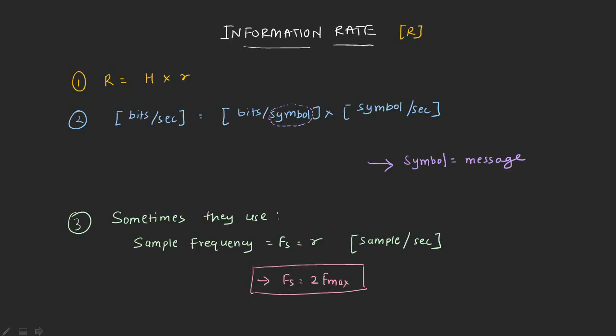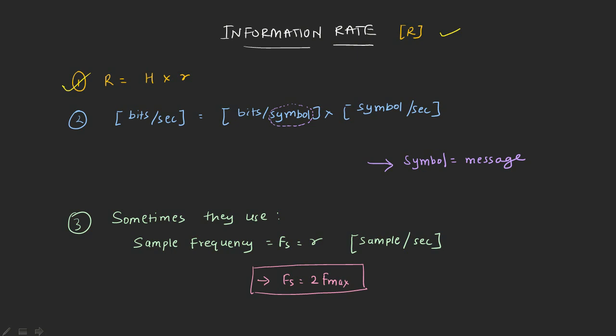So now let us talk about information rate. This information rate is represented by capital R, and in this video we are going to cover the formula, the variations and the GATE questions on this topic, information rate. So please watch this video till the end to get the complete knowledge of this topic. Okay, let's start. Information rate is represented by capital R. Okay, I got that, and the formula is R is equal to H into r.